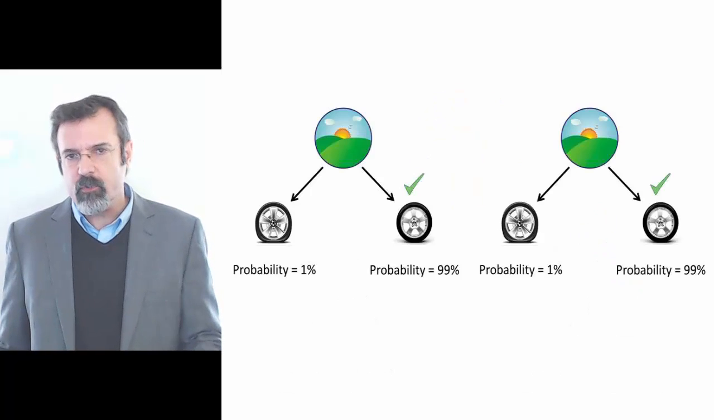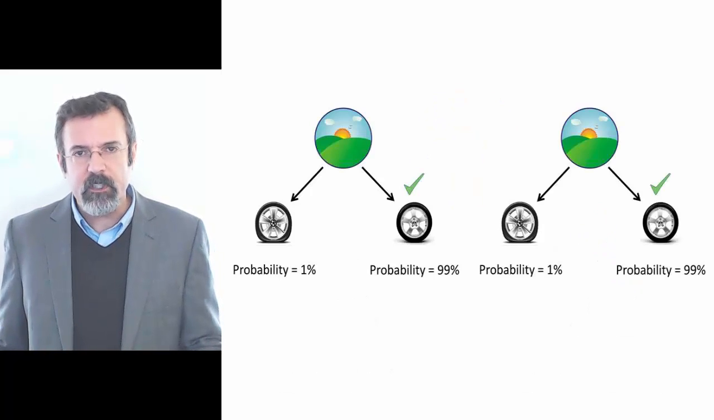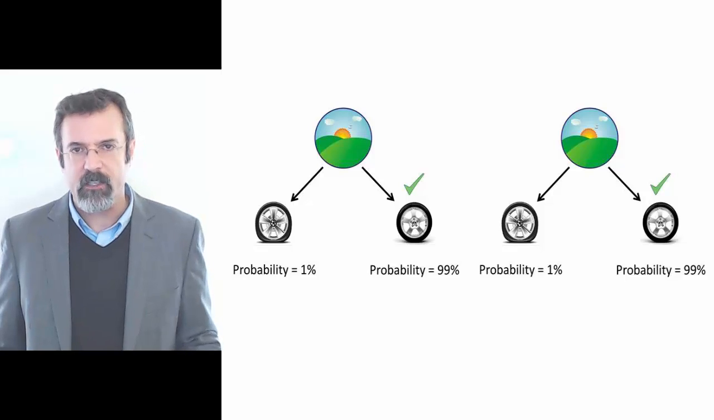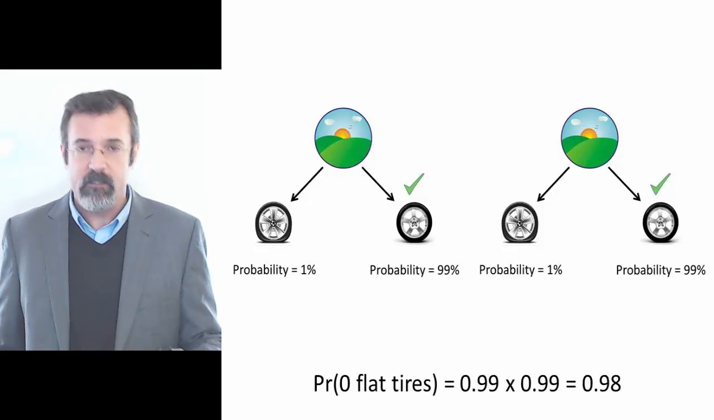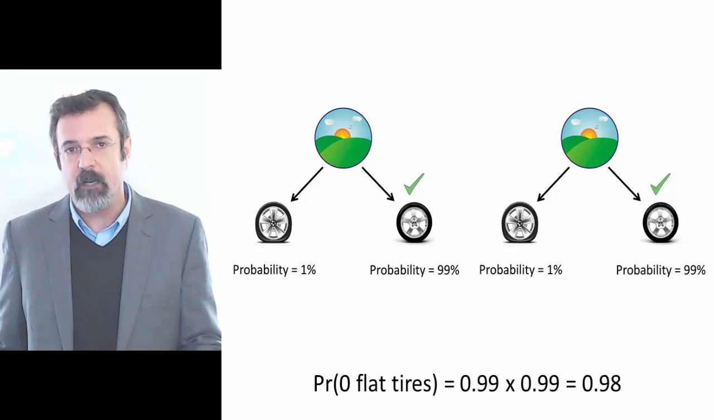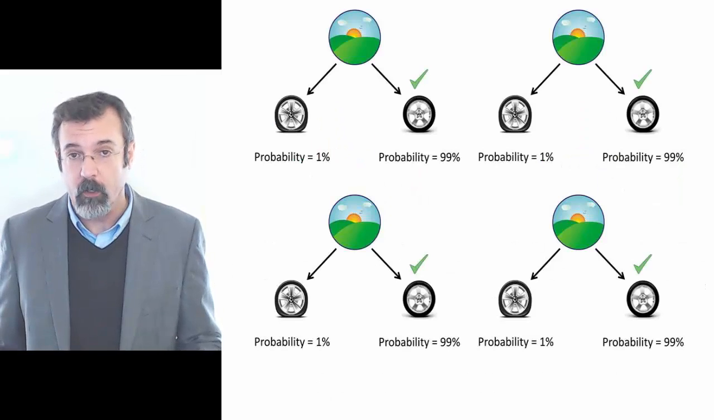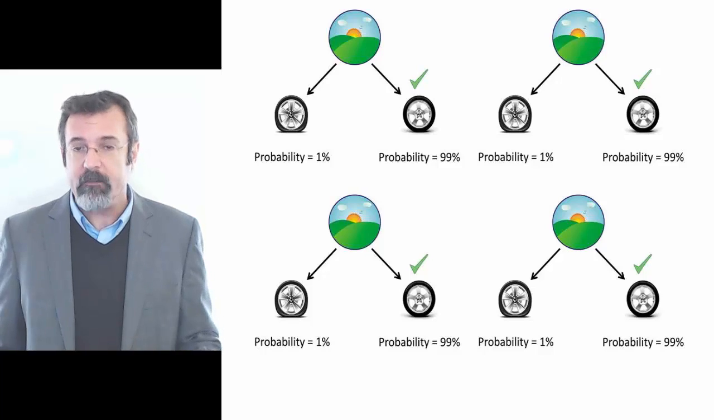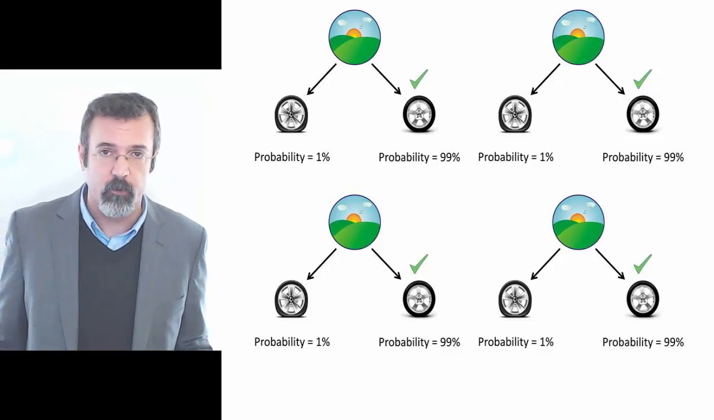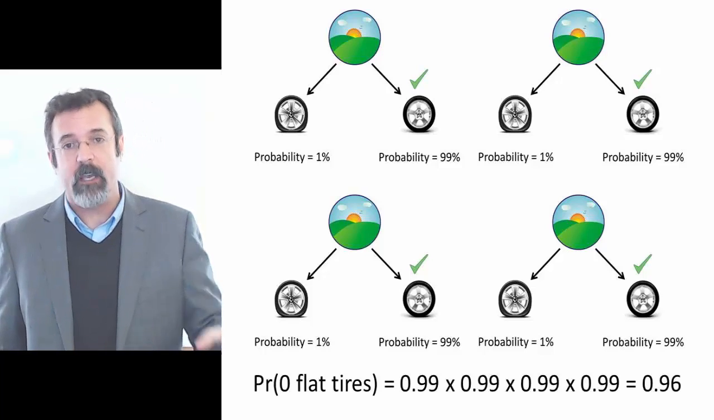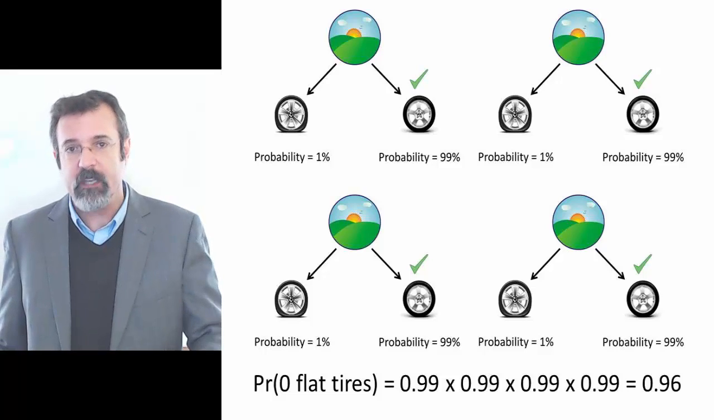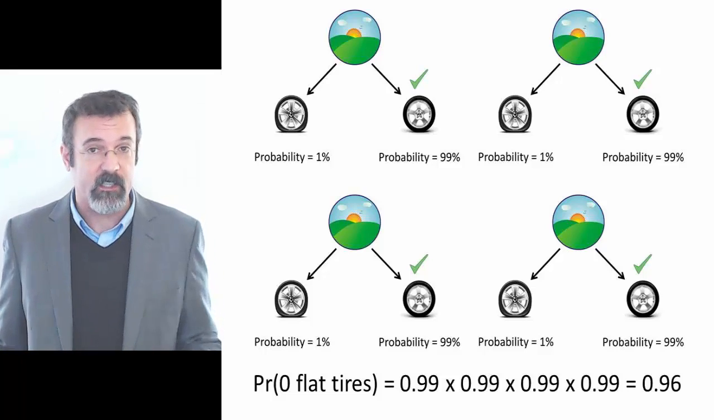Suppose you do this 2 days in a row. The probability of your car not having a flat tire on both days is 99% times 99%, or 98%. And if you do the same thing 4 days in a row, the probability of you not having a flat tire on any of those 4 days is 99% times 99% times 99% times 99%, or 96%.